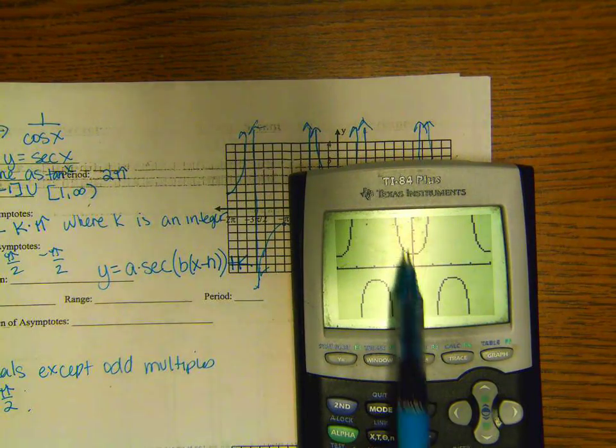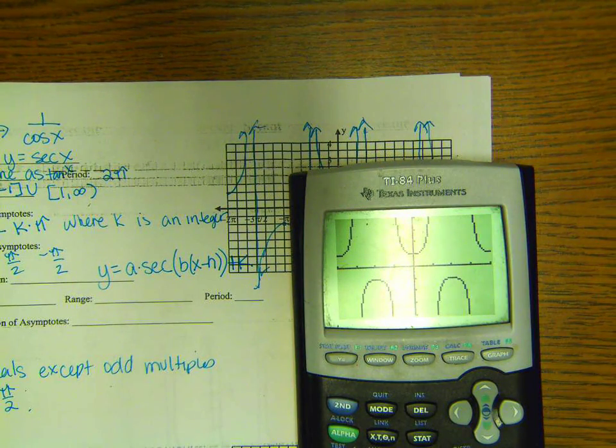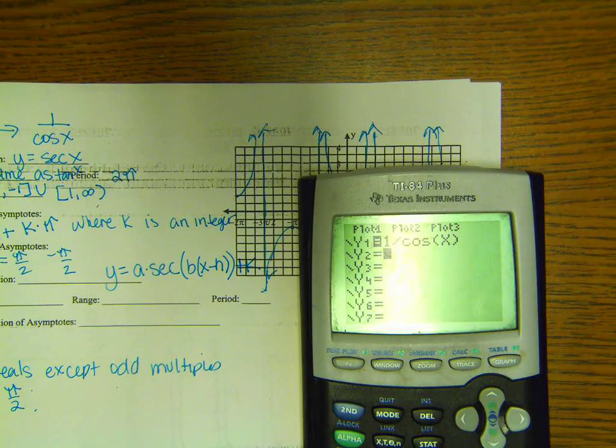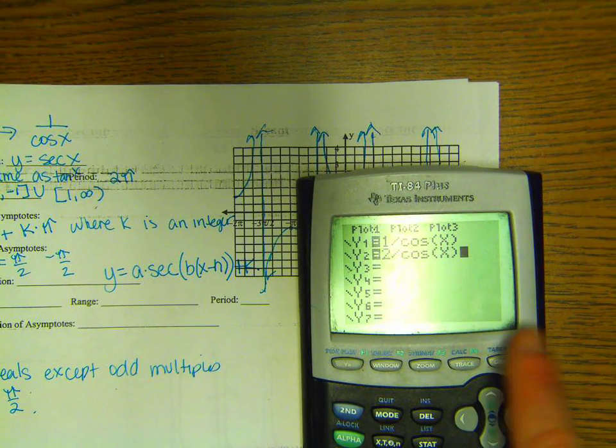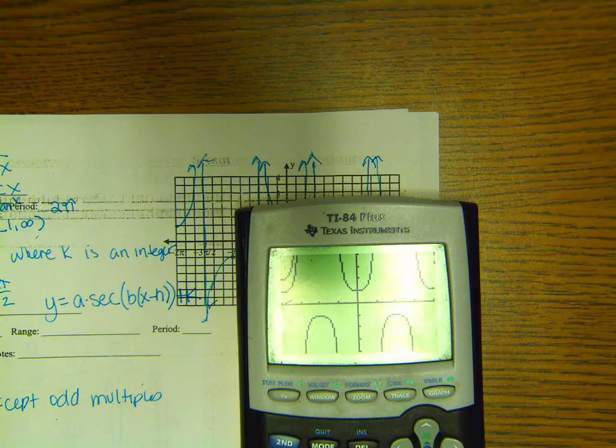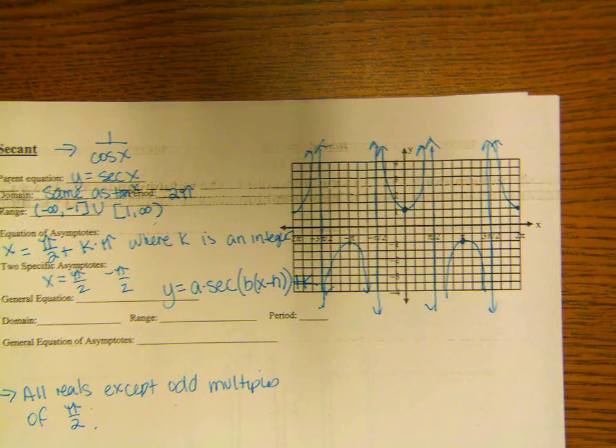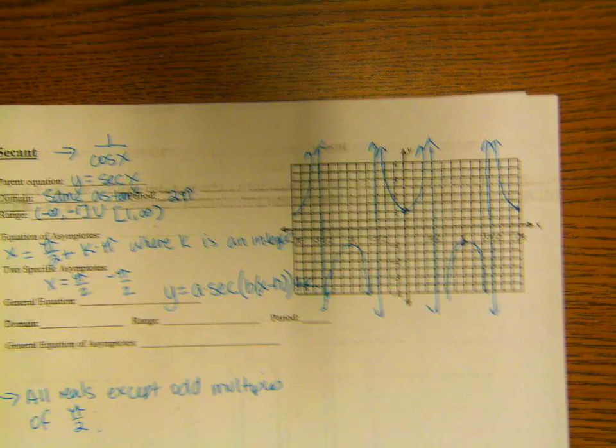Yeah, I'm going to show you something. Let's say I wanted to do 2 secant x. The way I would put that in is, instead of 1 divided by cosine x, I do 2 divided by cosine x. I'm just going to quickly show you what happens. The asymptotes aren't going to change, but you see now that those U's are stretched because they were at 1. 1 was the y-coordinate. 1 times 2 is 2. So that doesn't change the period at all.